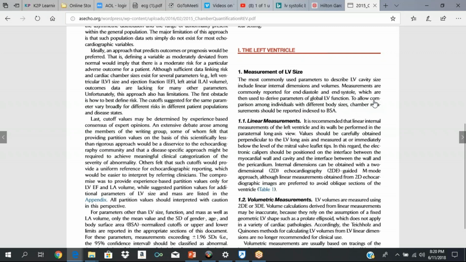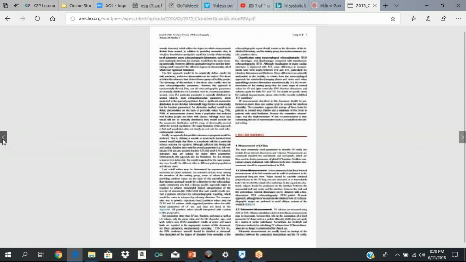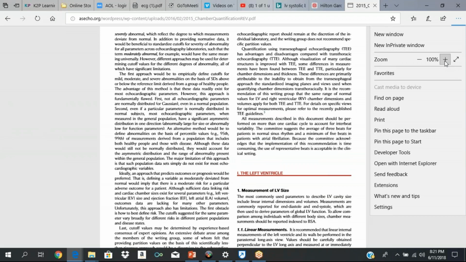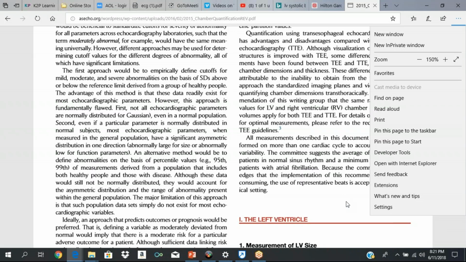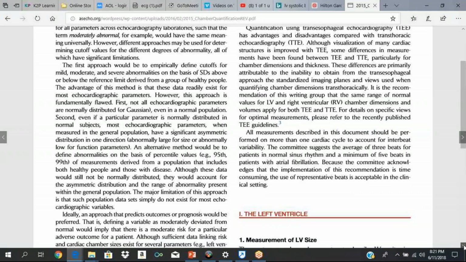Normal or abnormal values. To allow comparison among individuals with different body size, chamber measurements should be reported. Okay, so this is very important. There is a tendency now to index everything, and I think we'll briefly talk about that. And when we say you index everything, you divide whatever value you get by the body surface area. It is a more accurate description of what's going on because not everybody has the same size.